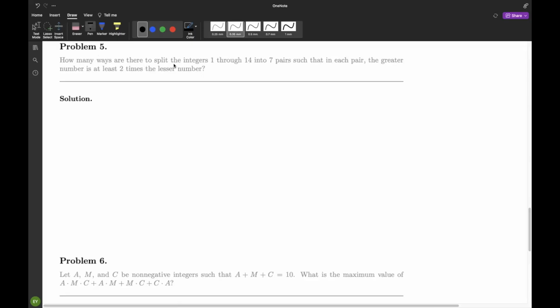How many ways are there to split the integers 1 through 14 into 7 pairs such that in each pair the greater number is at least 2 times the lesser number? Okay, so this problem I think is actually quite simple.